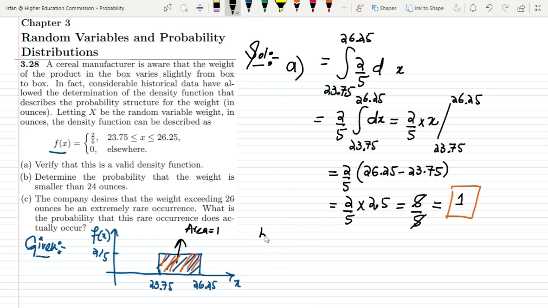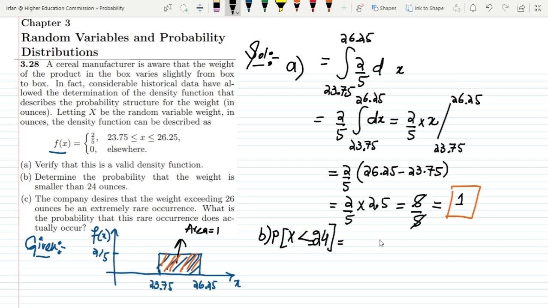Now in order to solve part B, let me first see what it is. Determine the probability that the weight is smaller than 24 ounces. So the weight is smaller than 24 ounces, we have to find the probability of it. We can see that the smaller range is 23.75, and the higher range is 24. We have to find the probability that x is less than 24.